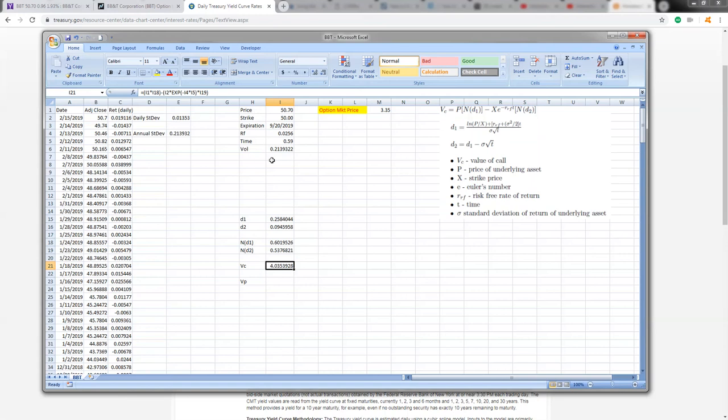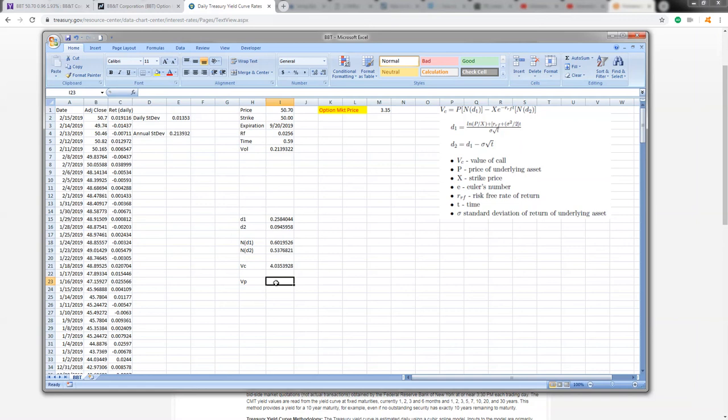So what we see is, given our inputs here, this call should sell for $4.03, and it's actually selling for $3.35, which means it's surprisingly underpriced relative to the market. It's a rather cheap option.